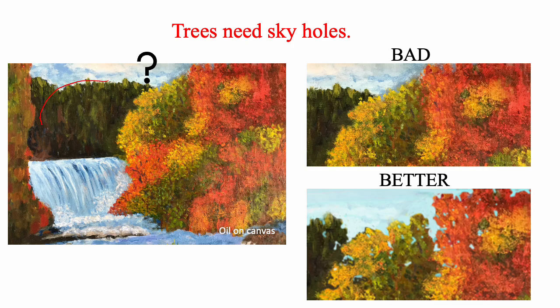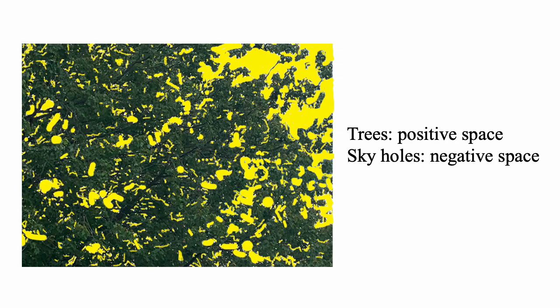These are supposed to be trees, but they look like a green wall. A bird would hit his beak if he tried to fly through that. The problem is a lack of sky holes. And when I photoshopped in sky holes, the trees looked airier and more realistic. This picture shows a tree with yellow sky holes.